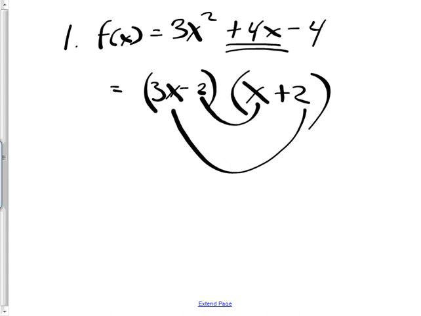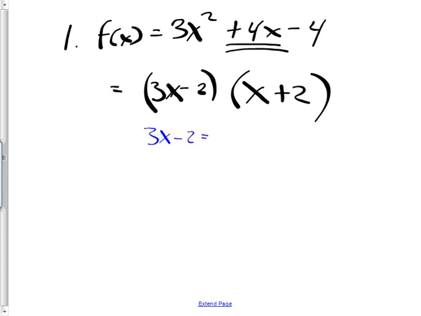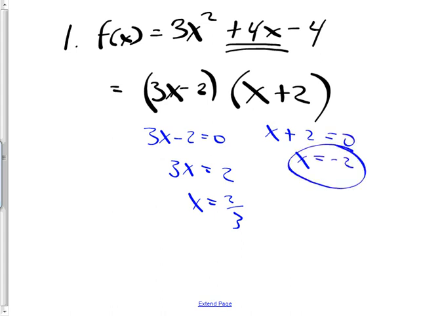So now what? Find the zeros. How? Set each of these little things equal to 0. So this guy here, 3x minus 2 has to equal 0. Solve it. 3x equals 2, x equals 2/3. I just couldn't stop myself, sorry. And then this one, x plus 2 equals 0, and then x equals -2. There we go. That's solving them algebraically. Basically, you just have to factor it first.